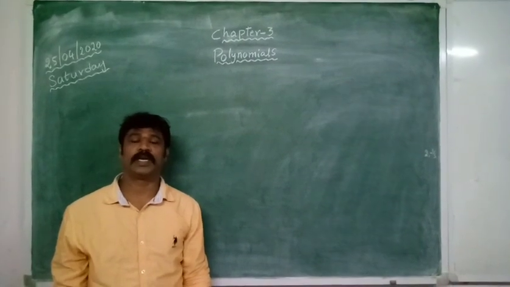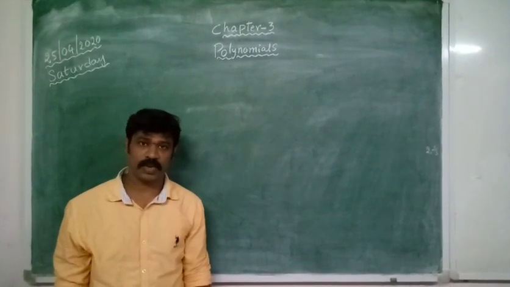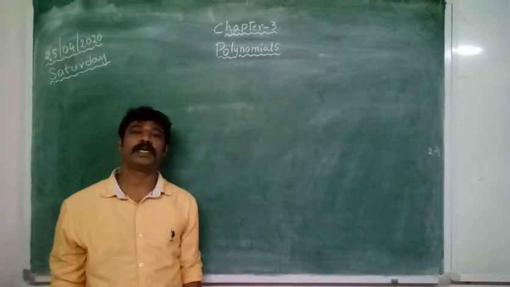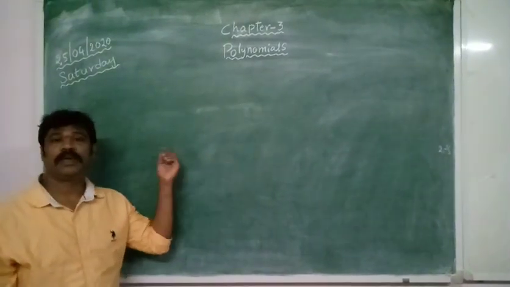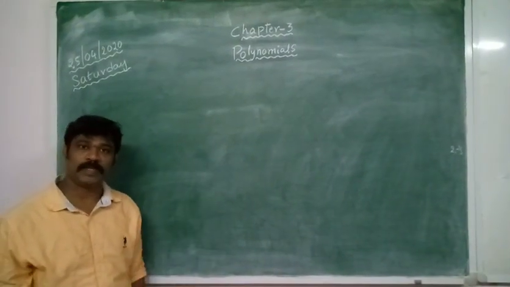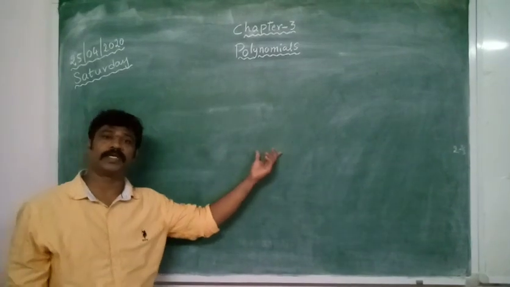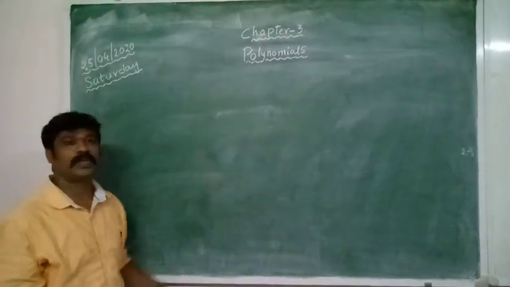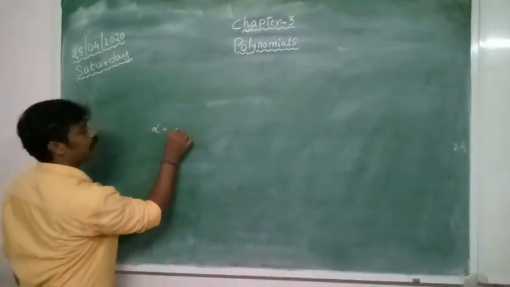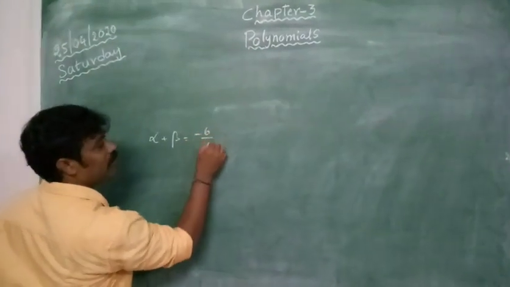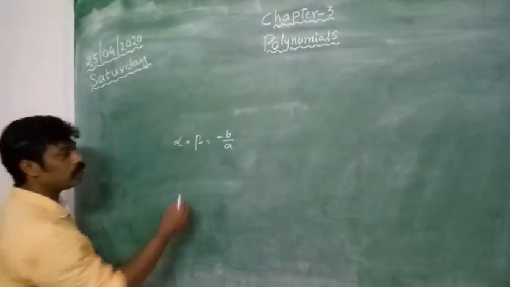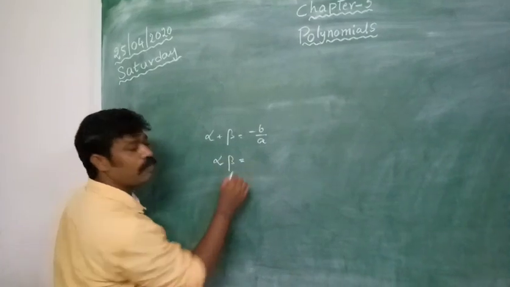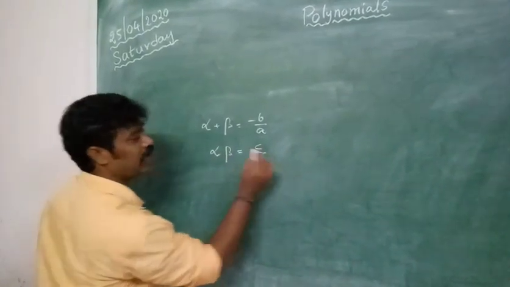So in last class we learned the relationship between zeros and the coefficients. And also we learned the sum of zeros. If the quadratic polynomial is ax square plus bx plus c, when a is not equal to 0, then the sum of the zeros, that is alpha plus beta, is equal to minus b by a. And also the product of zeros, alpha beta, is equal to c by a.